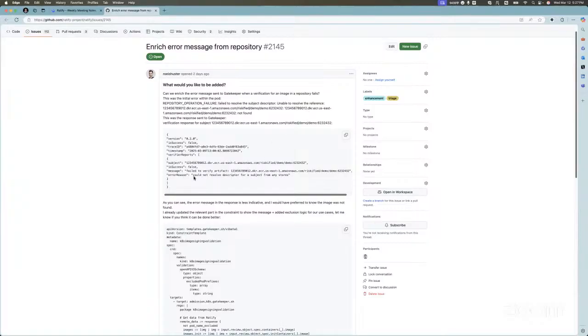I think what we need to improve is the error reason, the value of the error reason. Yeah, the error reason and also the message. That message actually comes from this structure Ratify returned. The repository operational failure, right? Yeah, this message. So they are connected.